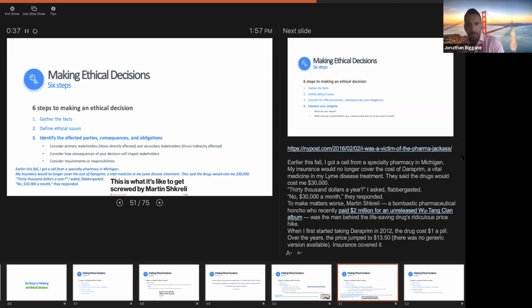In one of the articles here, you got someone who said that earlier this fall, I got a call from a specialty pharmacy in Michigan. My insurance would no longer cover the cost of Daraprim, a vital medicine in my Lyme disease treatment. They said the drugs would cost me $30,000. "$30,000 a year?" I asked, flabbergasted. "No, $30,000 a month." And so this is a pretty severe impact, I think you could argue.